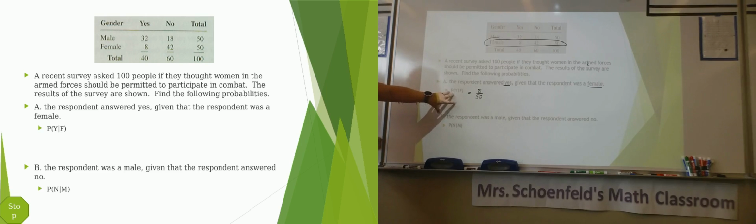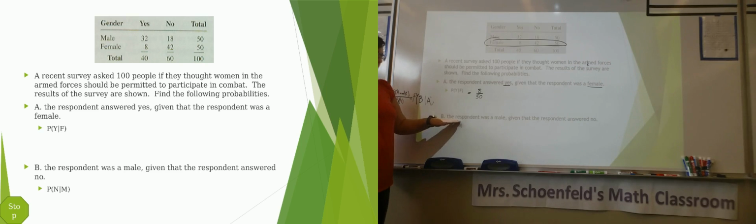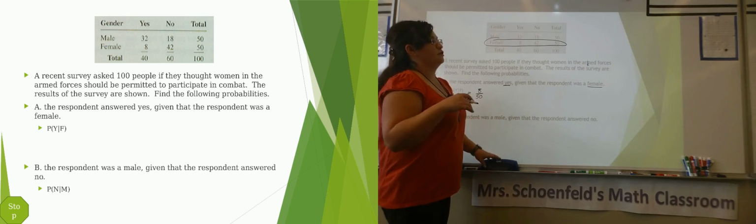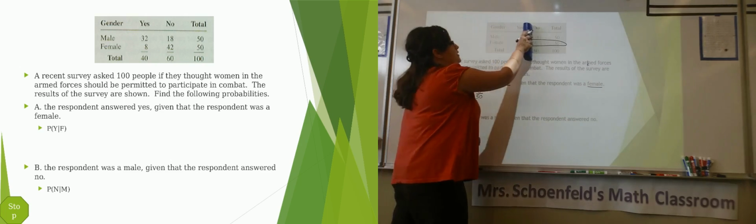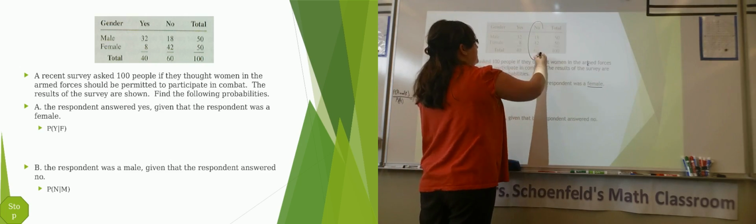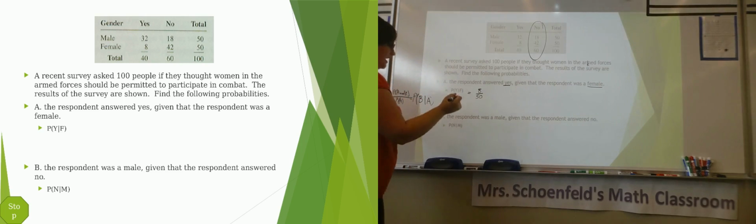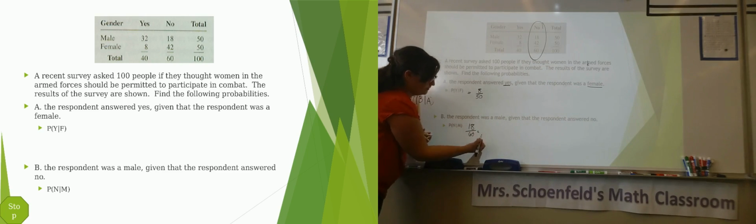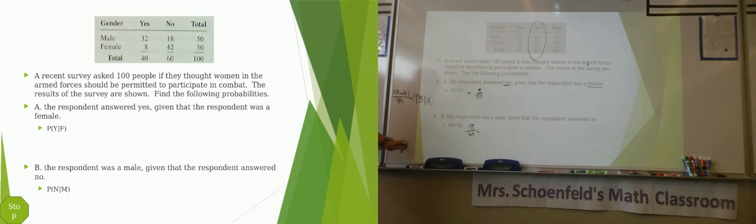Okay, so 8 out of 50. I don't have to use any special rules that I have to think about. It just is more intuitive with those charts. Given that, what are the chances that the respondent was a male, given that the respondent answered no? 18 out of how many people answered no? 18 out of 60. So make sure you're just looking in that correct column.